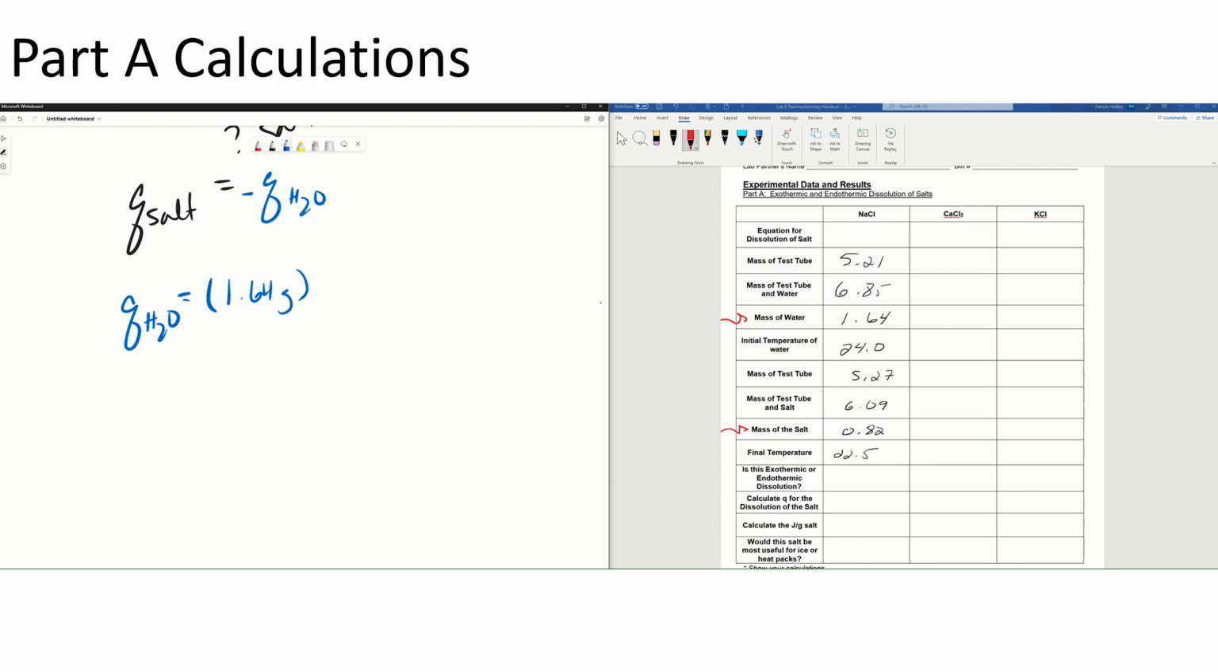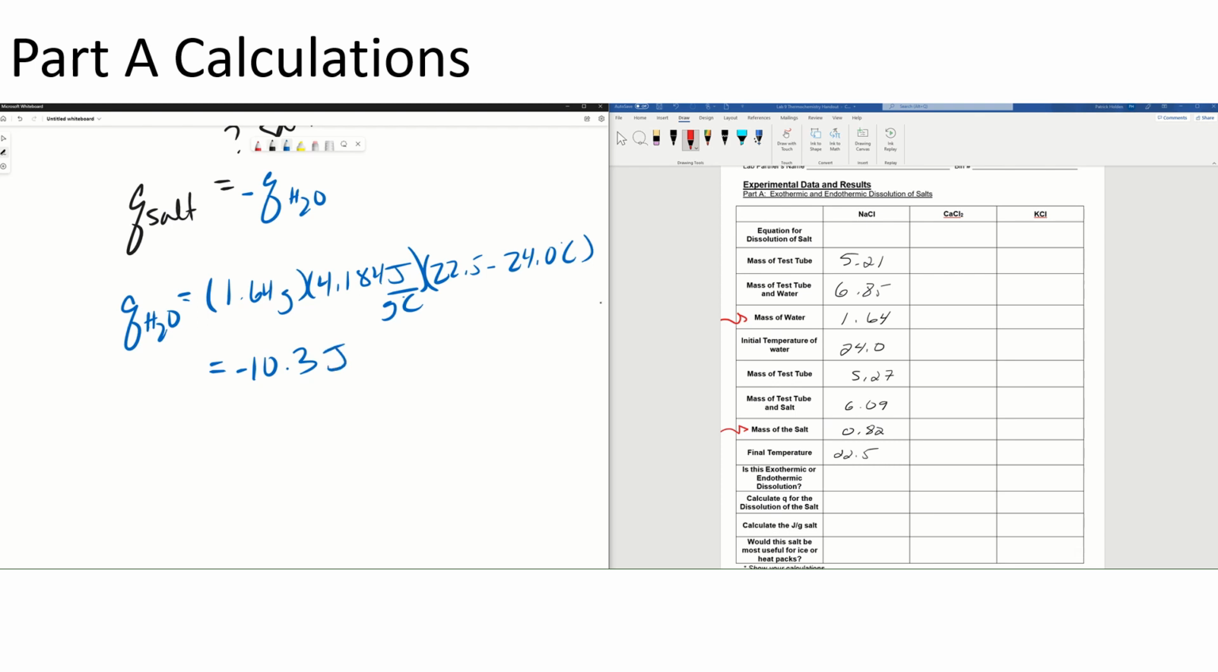The specific heat of water is 4.184 joules per gram degrees Celsius. That's given in the table in the lab. And then the change in temperature is always going to be the final, which in this case was 22.5, minus the initial temperature, which was 24.0 degrees Celsius. So you plug that into your calculator and you should get 10.3, right? This is going to be negative 10.3 joules.